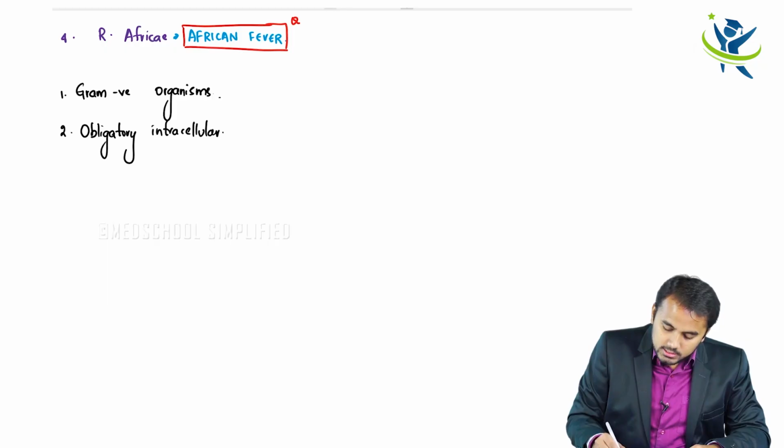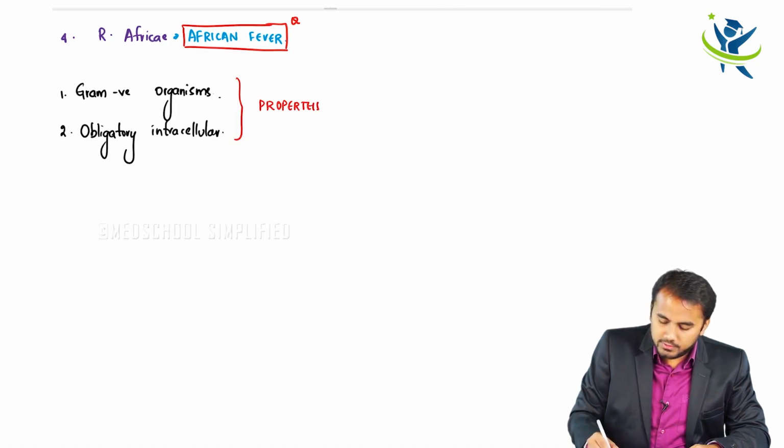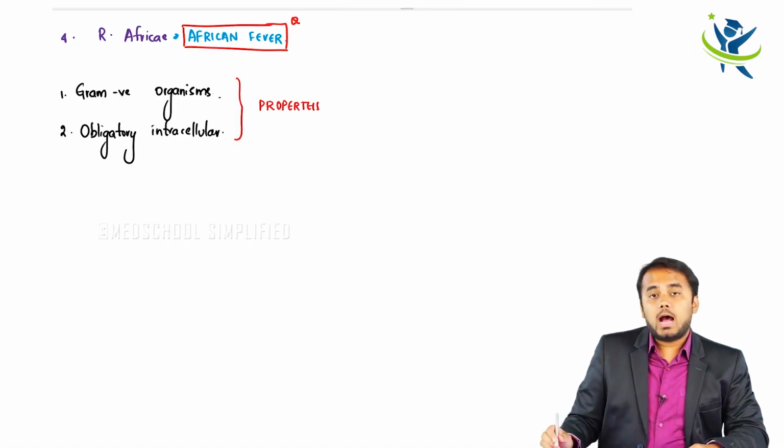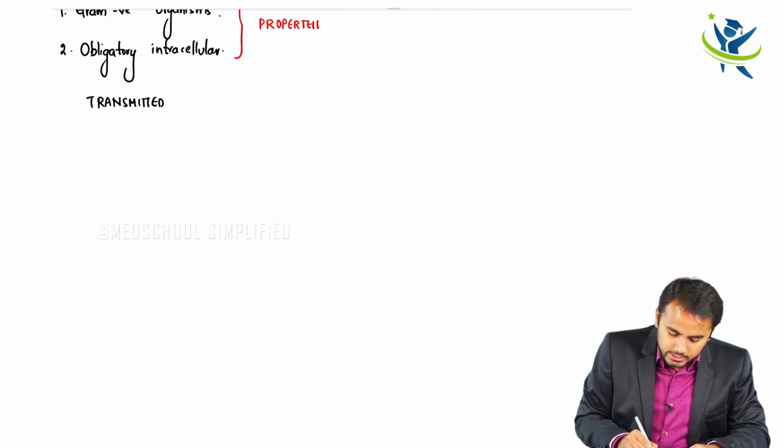Now, these are the basic general properties of the bacteria. After discussing the properties of the bacteria, the second thing which you need to know is what are the routes of transmission? How is this basically getting transmitted?